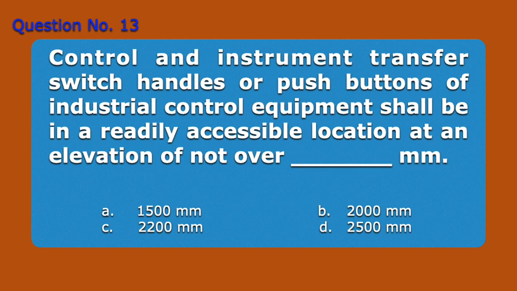Question number 13. Control and instrument transfer switch handles or push buttons of industrial control equipment shall be in a readily accessible location at an elevation of not over blank millimeters. A. 1,500 millimeters. B. 2,000 millimeters. C. 2,200 millimeters. D. 2,500 millimeters. Answer: B. 2,000 millimeters.